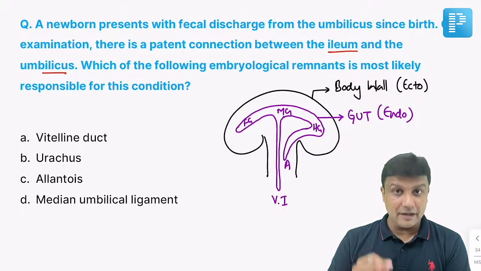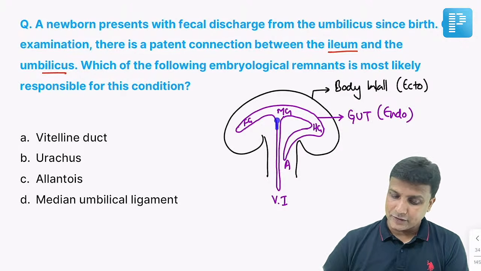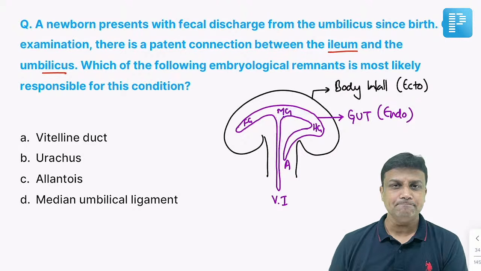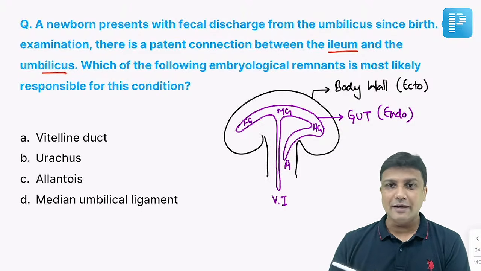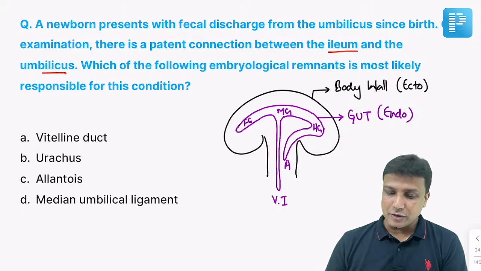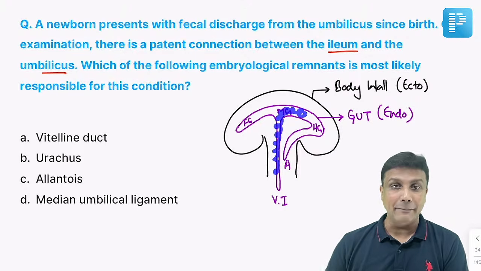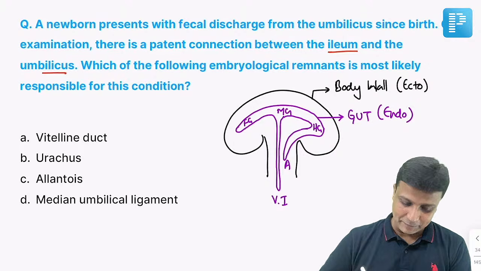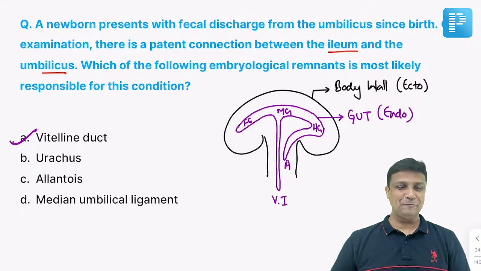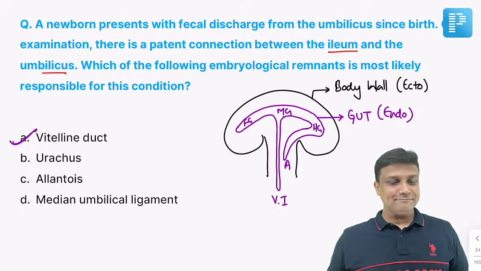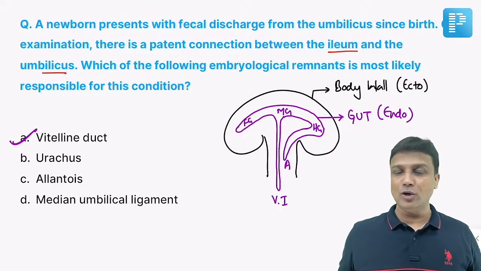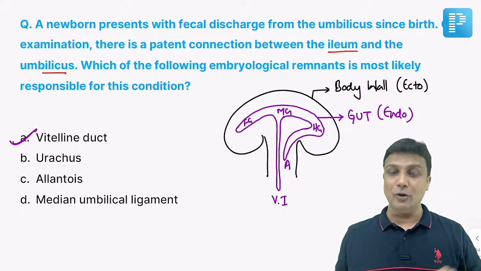If it persists, what is going to happen? Whatever the fecal discharge, instead of going out normally, it is going to come out from the umbilicus. In some exams, they have used the word meconium also. So the meconium is going to come out of the umbilicus. Then the problem is the persistence of the vitello-intestinal duct. The persistence of which duct? The vitelline duct. Are you understanding? If the vitelline duct persists, that will lead to fecal discharge coming out from the umbilicus.